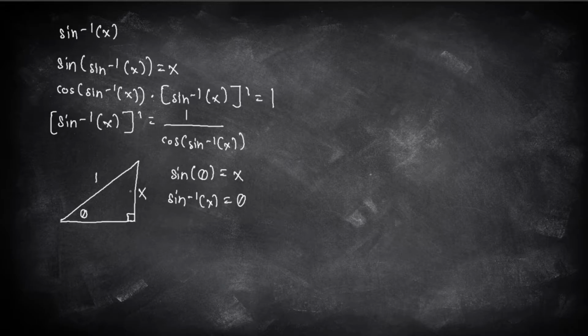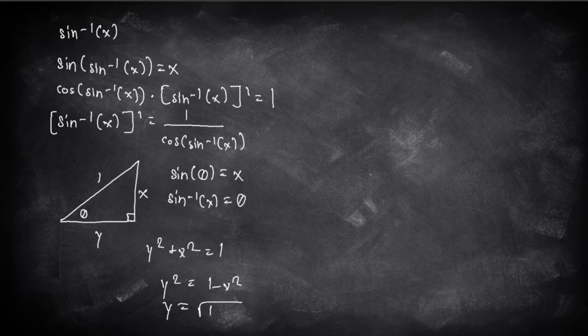You could use any numbers too. You could say this is like 2x and make this 2, but the simplest we're going to use is just x and 1, because it's easier to work with. So using the Pythagorean theorem, you can find out what this value is. Let's call this y. So y squared plus x squared is equal to 1. So y squared is equal to 1 minus x squared, so y is equal to the square root of 1 minus x squared. So we're going to substitute that in for y.